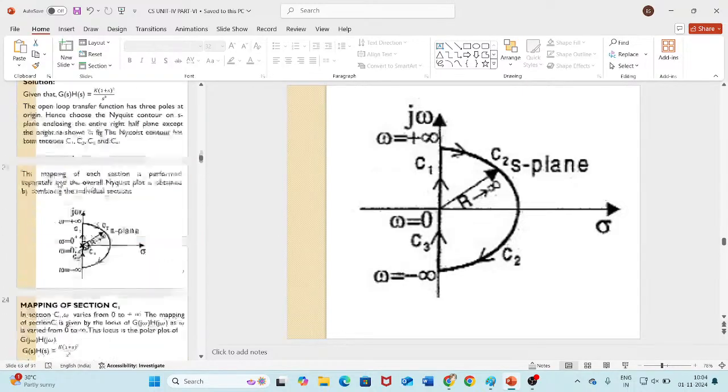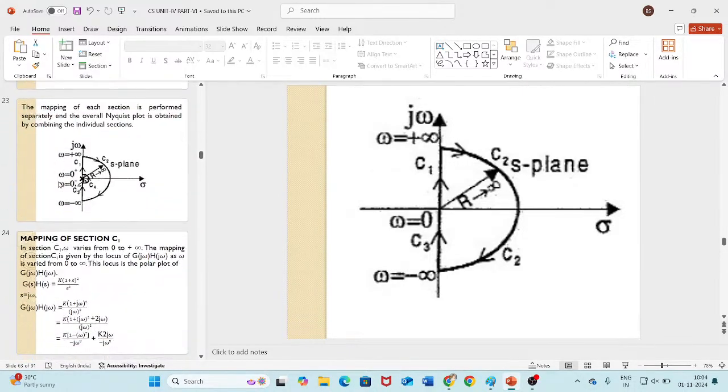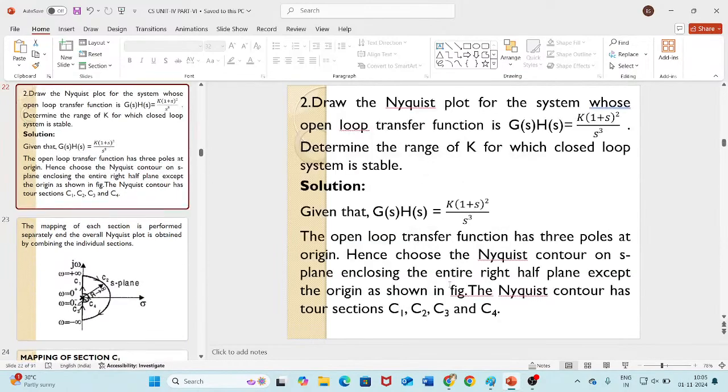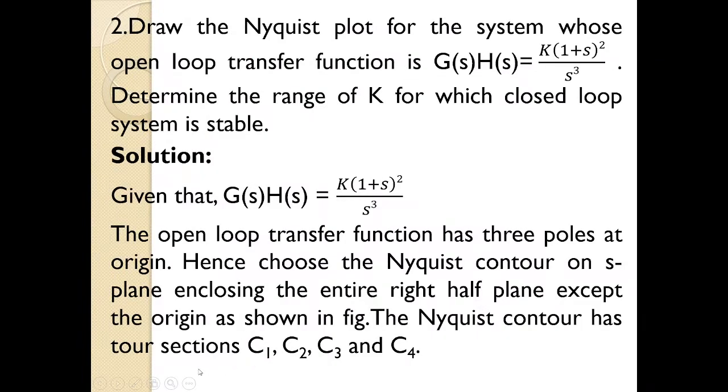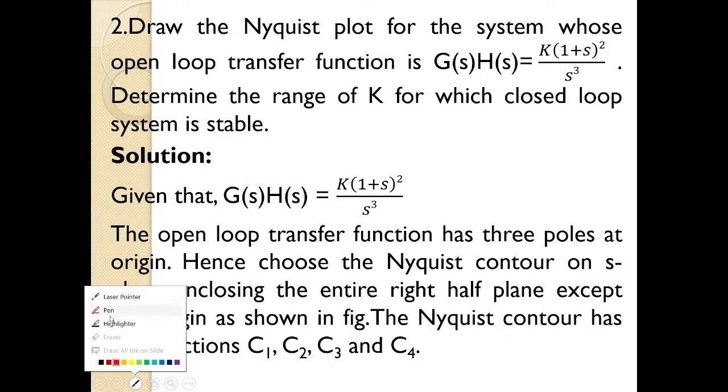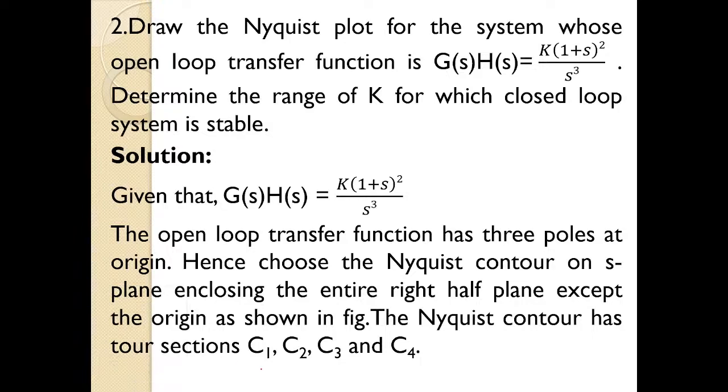So quickly I will go back. But here if you see, there are three poles lying at the origin. So according to the theory that we have already discussed, if there are singular points, the Nyquist contour will never enclose the singular points. Therefore, instead of three sections, you will get four sections.